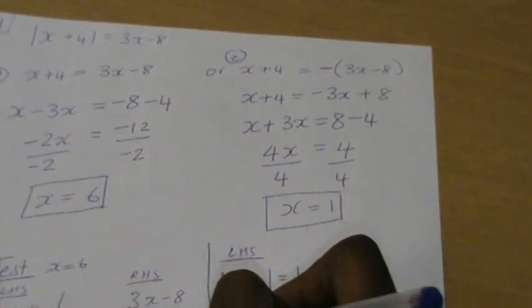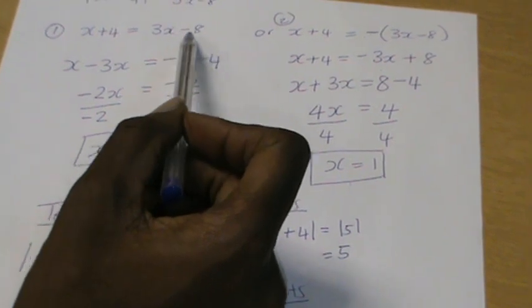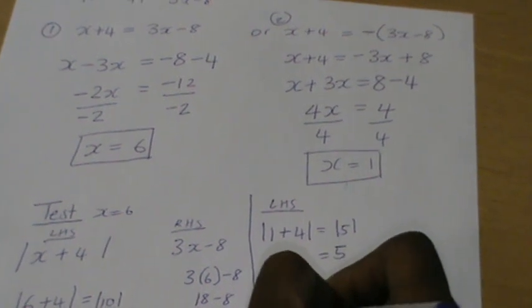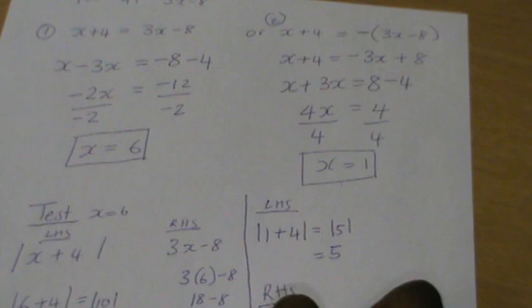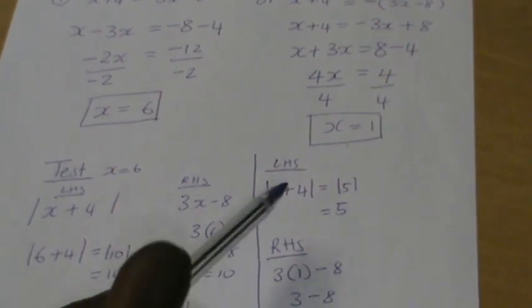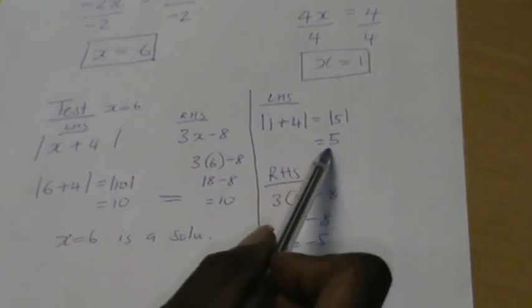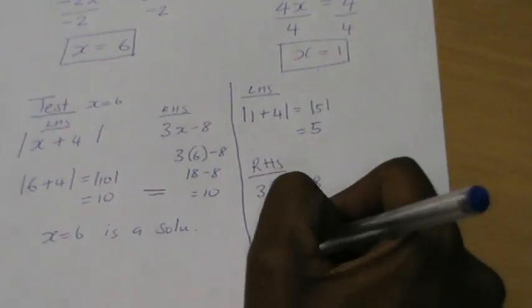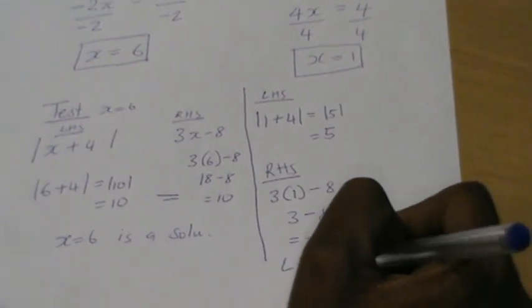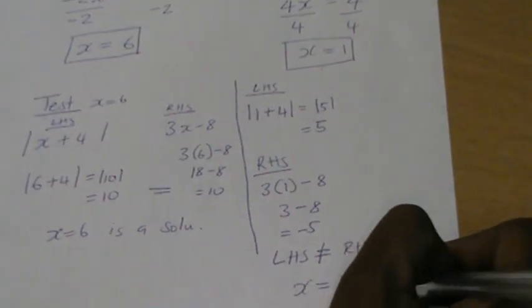Then I look at my right hand side. On my right hand side I have 3x minus 8, so I have 3 times 1 minus 8. This is 3 minus 8, which is equal to minus 5. Then I look at my answers for the left hand side and the right hand side. Here on the left hand side I have 5, here I have minus 5. Those two are not equal, so I say left hand side is not equal to the right hand side, so x is equal to 1 is not a solution.